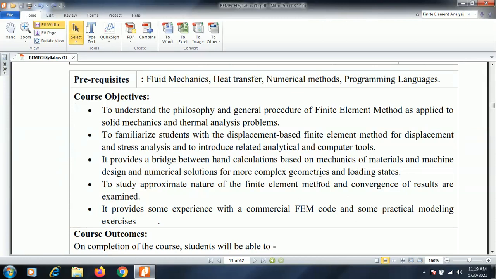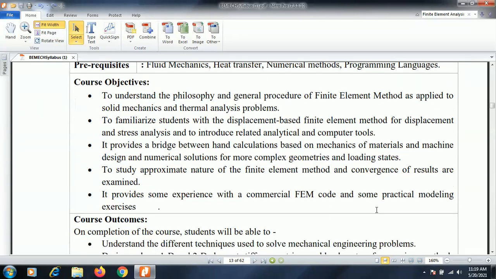These are the course objectives: to understand the philosophy and general procedure of the finite element method. Second, a displacement based finite element method for displacement and stress analysis. As I have mentioned, it is related mostly to the design part. Then it provides a bridge between calculations based on mechanics of material, machine design, and numerical solution for more complex geometry and loading structure state. Again it is related with the design part, and it also provides some experience with a commercial FEM software, FEM code, and some practical modeling exercise.